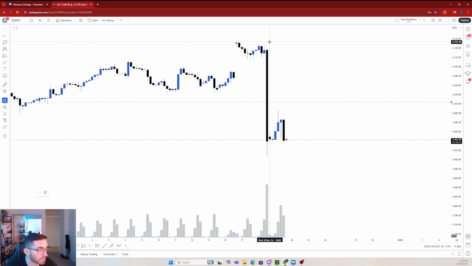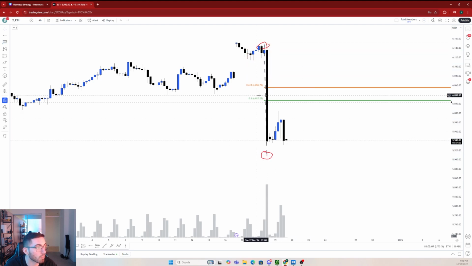So all we're going to do is identify our highest point, which is right here, our lowest point, which is right here. Take your Fibonacci retracement, draw it from pivot low to pivot high, and wait for price to trade back up into the 50 or 61.8% retracement. And when price does that, we are looking for bearish price action to take a reject, which means to take puts or to take shorts.